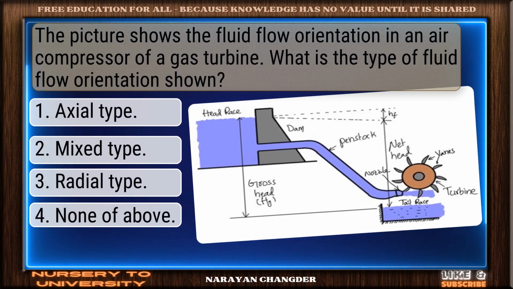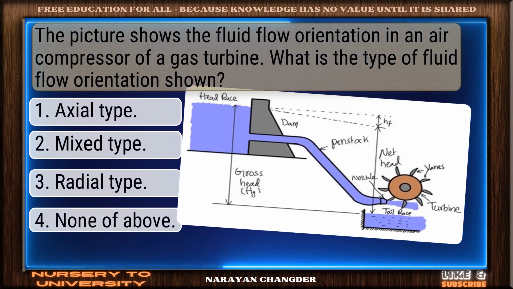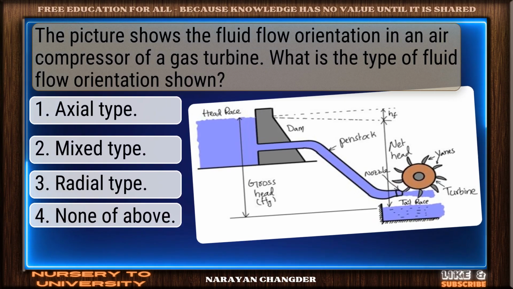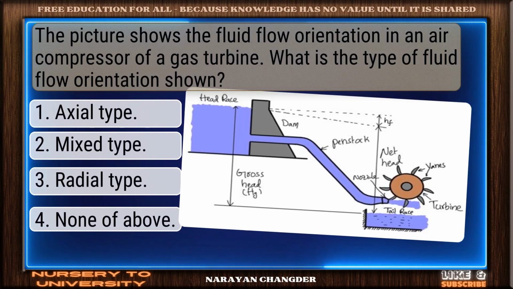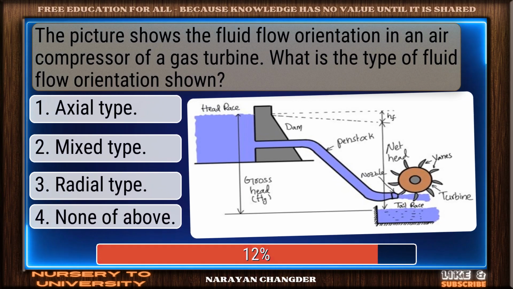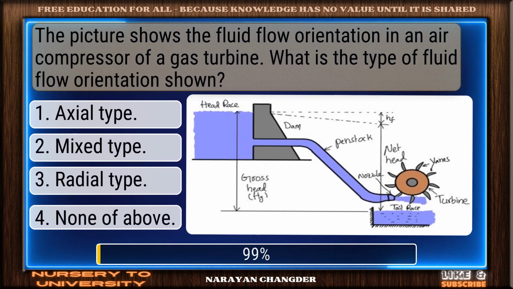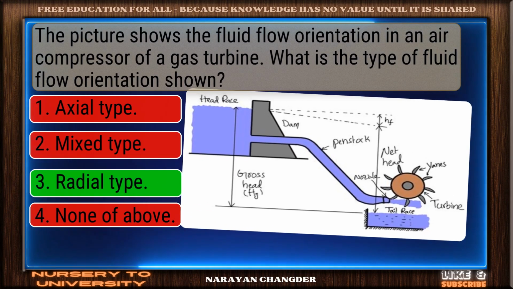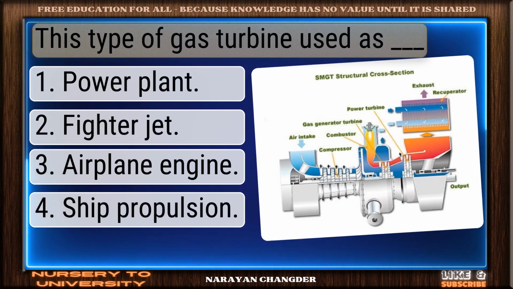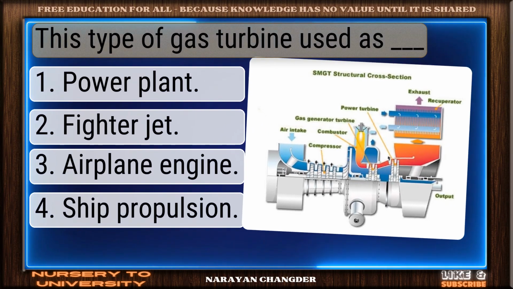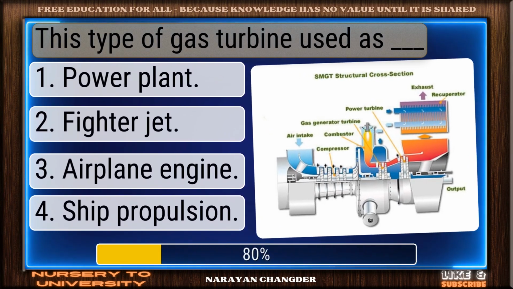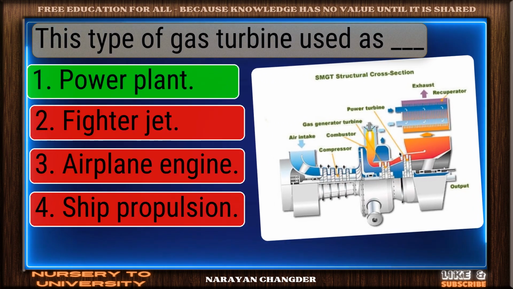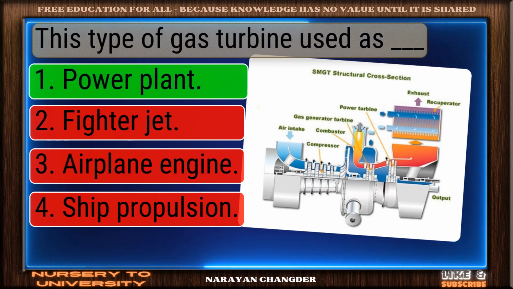The picture shows the fluid flow orientation in an air compressor of a gas turbine. What is the type of fluid flow orientation shown? Great thinking! Radial type is the right choice. This type of gas turbine used as a power plant. Right choice. Power plant is the best answer.